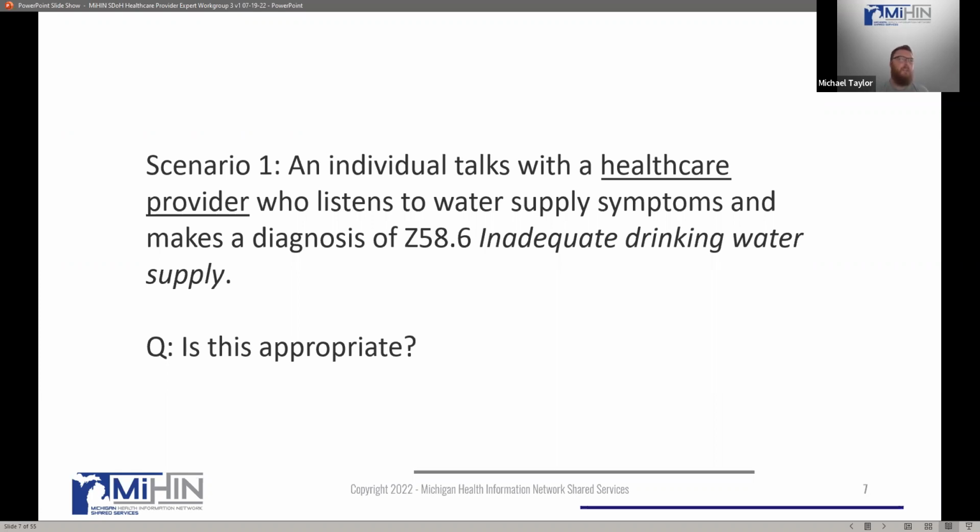Scenario one is an individual has had some sort of encounter with a healthcare provider and has talked with them. They listened to these symptoms and found that there was a water supply problem. So they made a diagnosis of Z58.6, which is inadequate drinking water supply. Is this an appropriate scenario using Z code diagnosis codes?